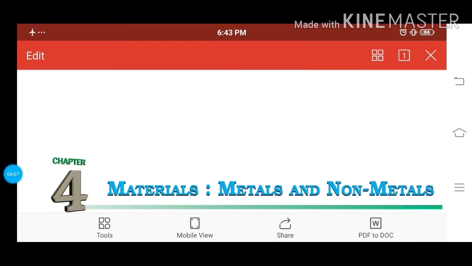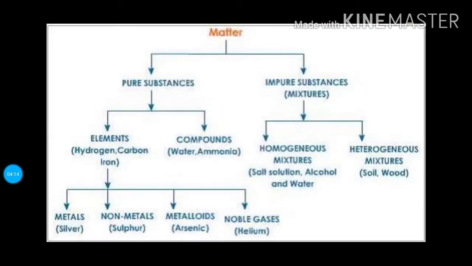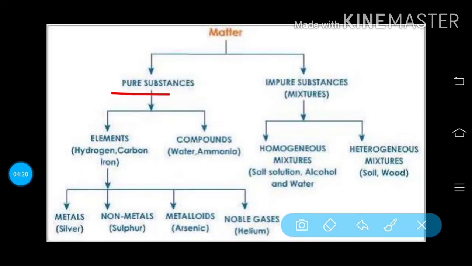Do you know that matter is further divided? Here you can see the subdivision of matter. Matter is divided into two parts, pure substances and impure substances. What are pure substances? Pure substances are the type of substance in which only one element is present, and impure substances are those in which two or more elements are present.